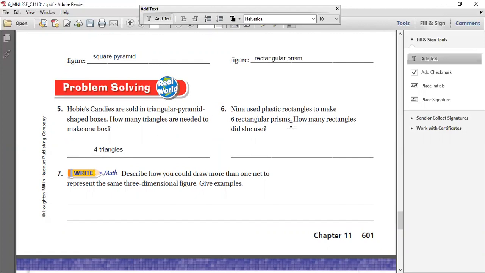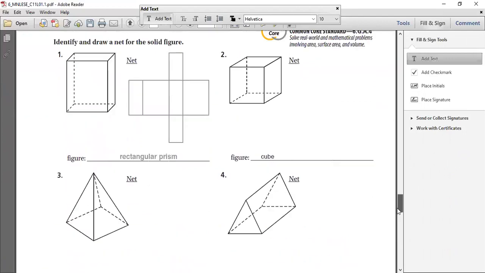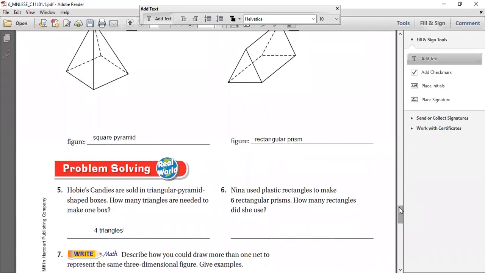Question number 6. Nina used plastic rectangles to make 6 rectangular prisms. How many rectangles did she use? Now, how many faces does a rectangular prism have? See, this is a rectangular prism. So, how many rectangles does it have? 1, 2, 3, 4, 5, 6. So to make one rectangular prism, we need 6 rectangles. So to make 6 rectangular prisms, how many rectangles will we need? Of course, you multiply 6 by 6, which is equal to 36 rectangles.